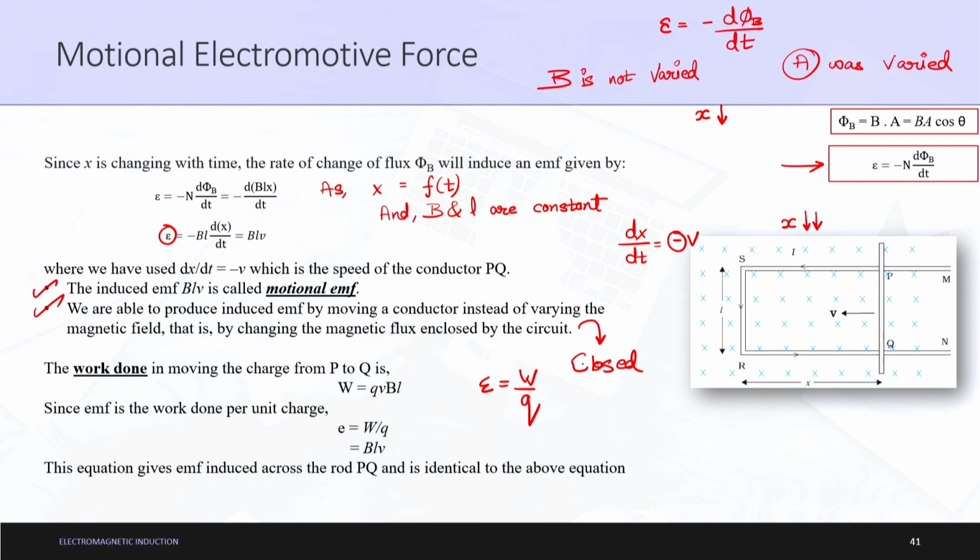So, epsilon is equal to W by q, and from the previous concept, we also know that EMF is B into L into v. Therefore, from this equation we get that W is equal to q B L v. This equation gives the EMF induced across the rod PQ and is identical to the above equation. So, this is just the basics of how the work done on a charge is calculated.